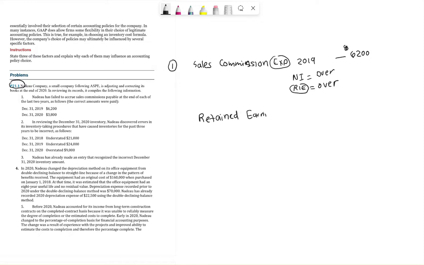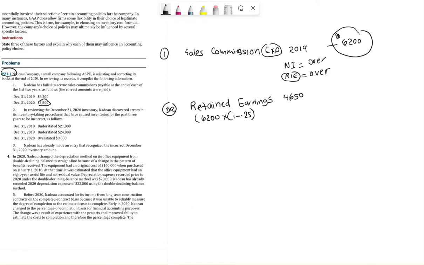So then what do we do? In this case, we have the adjustment for the expense of $6,200. Since they told us we need to deal with income tax, then we have to do 1 minus the tax rate, and that will be the amount adjusted for your retained earning, and that will be my debit. Now they did not record this expense and a payable. So what we needed to do is record a salaries payable. So salaries payable will be a credit, that will be my accrued. In this case, it will be $3,800.